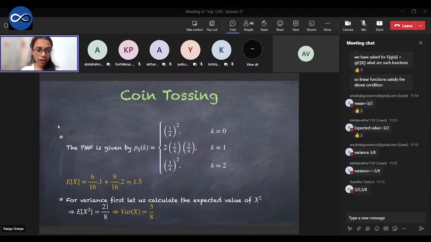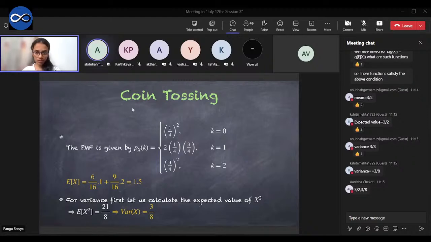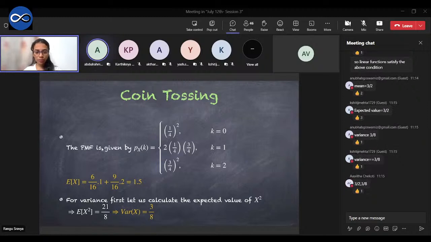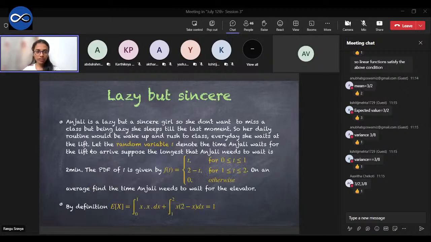Now just apply the formula which we discussed for E of x: sigma x into p_X of x. So 0 into 1 by 4 whole square, 1 into 3 by 8, and 2 into 3 by 4 whole square. It will be 1.5. And for variance, calculate E of x square minus E of x whole square. Variance will come out to be 3 by 8. Let's go to the next question.